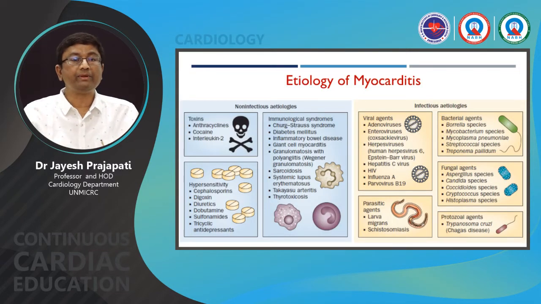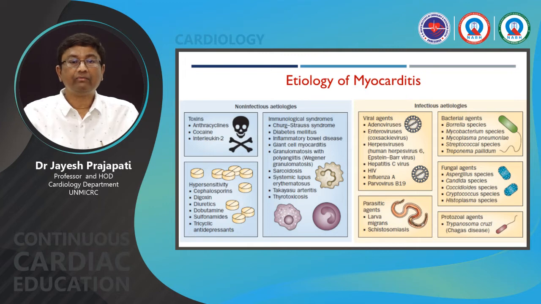So what is the etiology of myocarditis? Non-infectious etiologies include toxins like anthracycline toxicity, cocaine or interleukin 2, and hypersensitivity reaction to cephalosporins, digoxin, diuretics, dobutamine, sulfonamide, and tricyclic antidepressants. The immunological syndromes include Churg-Strauss syndrome, diabetes, inflammatory bowel disease, giant cell myocarditis, granulomatosis with polyangiitis, sarcoidosis, SLE, Takayasu arteritis, and thyrotoxicosis.